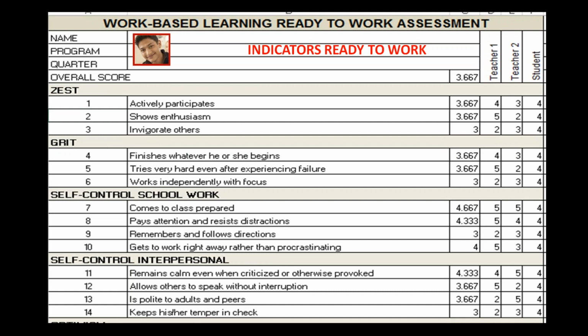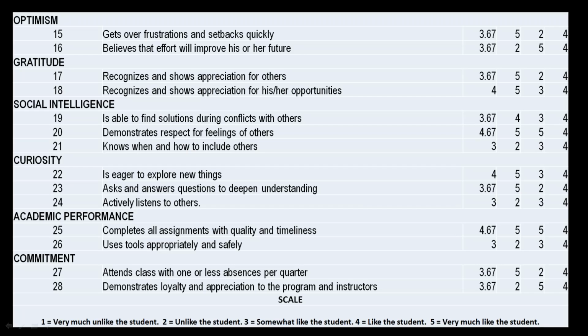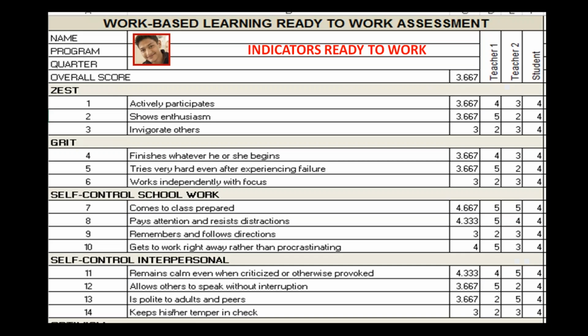We need to take each of these areas one at a time. Start the school year off with zest, have a discussion about it, talk about it, and then 2 weeks later have Mario do a self-assessment of how he felt on the scale, and let me show you the scale. It's on the second page. Number 1 is very much unlike the student, 2 is unlike the student, 3 is somewhat like the student, or very much like the student. So actually 5 is the high number, 1 is the low number.